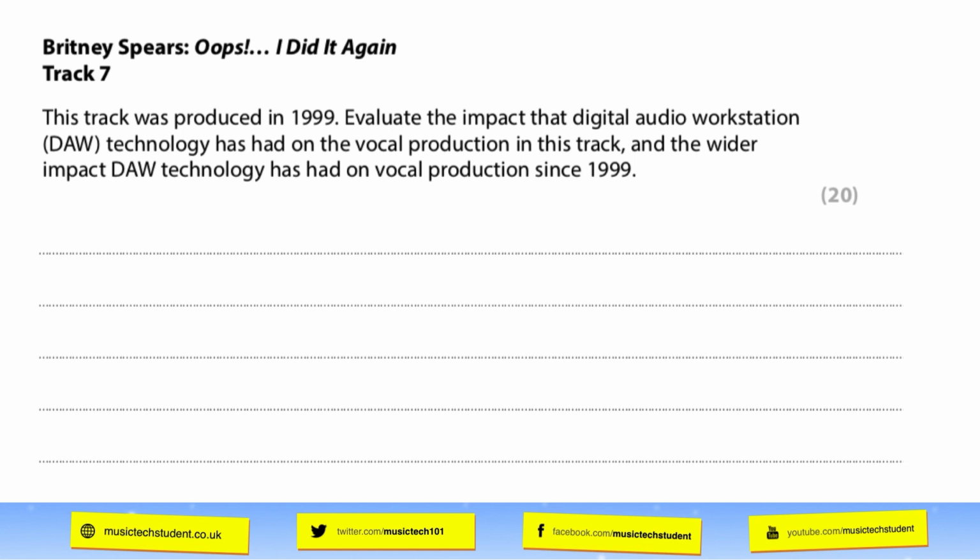Then you have to look at the actual question. It's saying vocal production. So it wants you to hone in on things that can be done specifically with vocal production, or what's actually happening in this track. Because it says the wider impact, you can reference things that are not on the track, but it also wants you to reference things that are on the track.